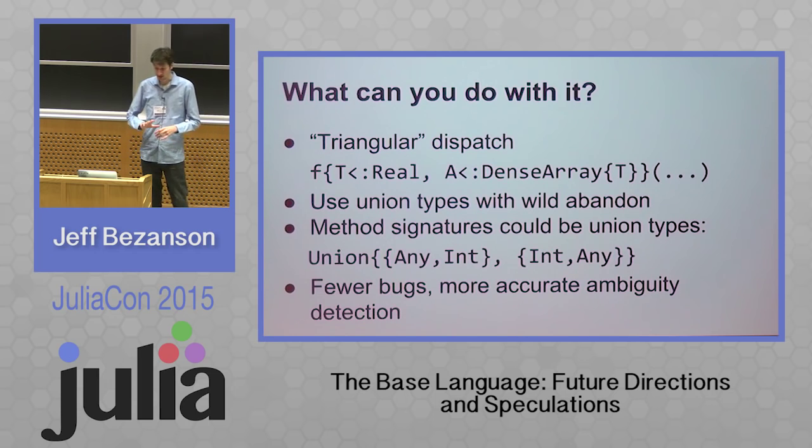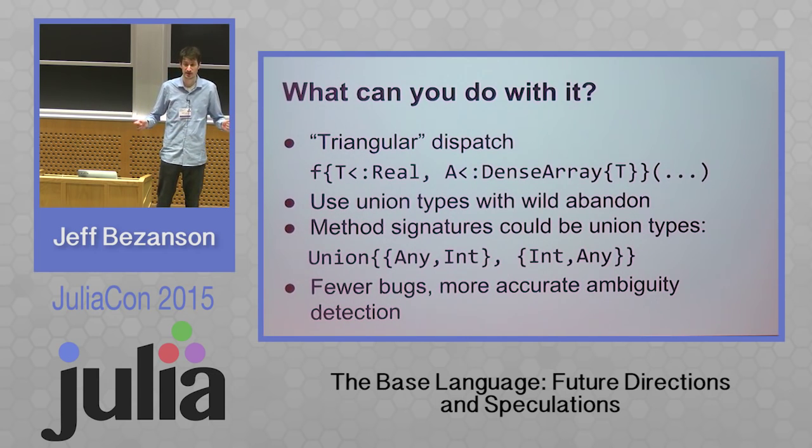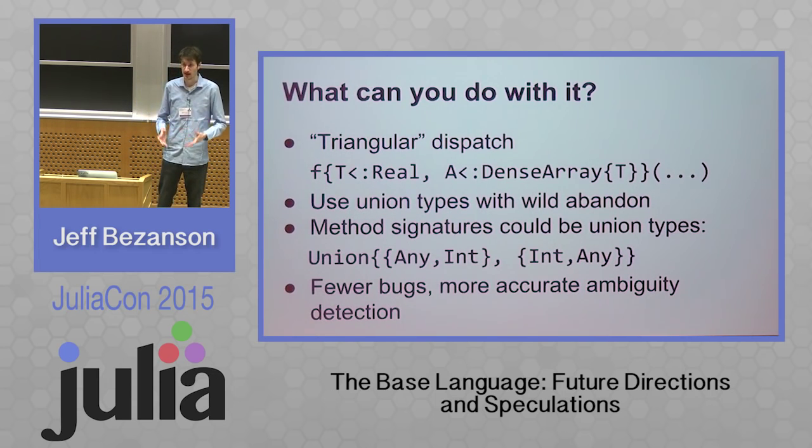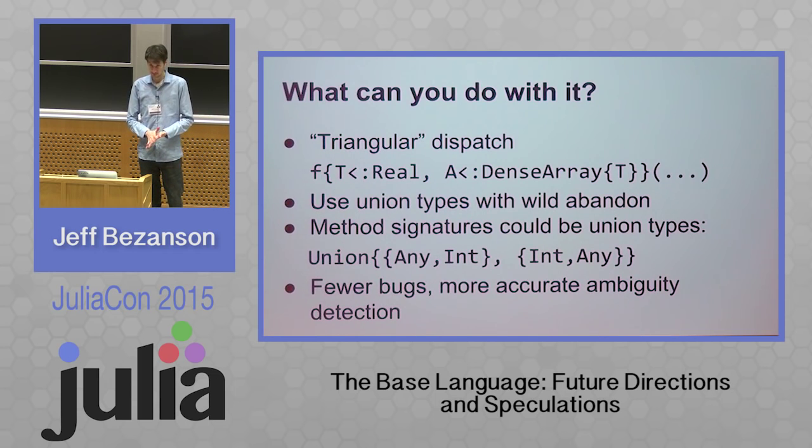Also, I hope that when we put in this algorithm, it'll probably close, I'm guessing, on the order of 5 to 10 bugs right off the bat. And we'd probably get much more accurate method ambiguity information, which we could hopefully use to remove the annoying ambiguity warnings that you sometimes see scrolling on your screen. And we could do something smarter internally, because we'll have much more accurate information about that.